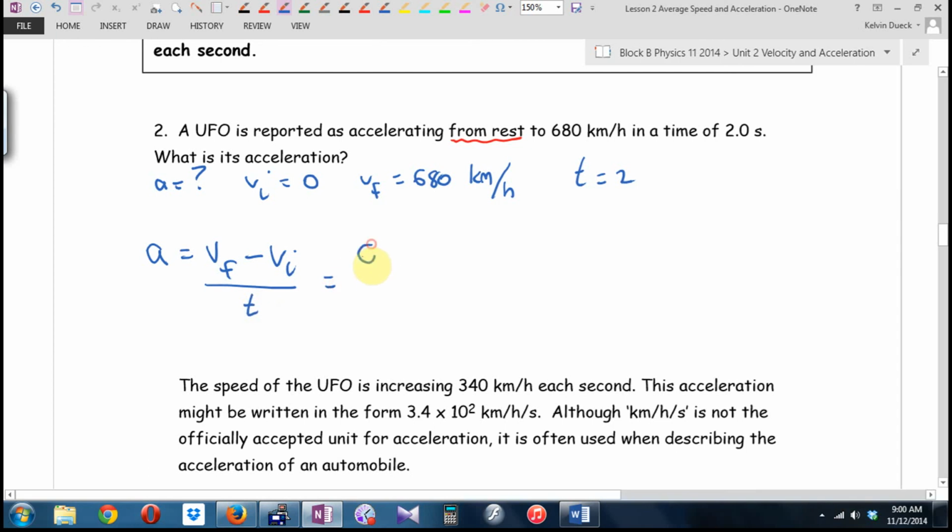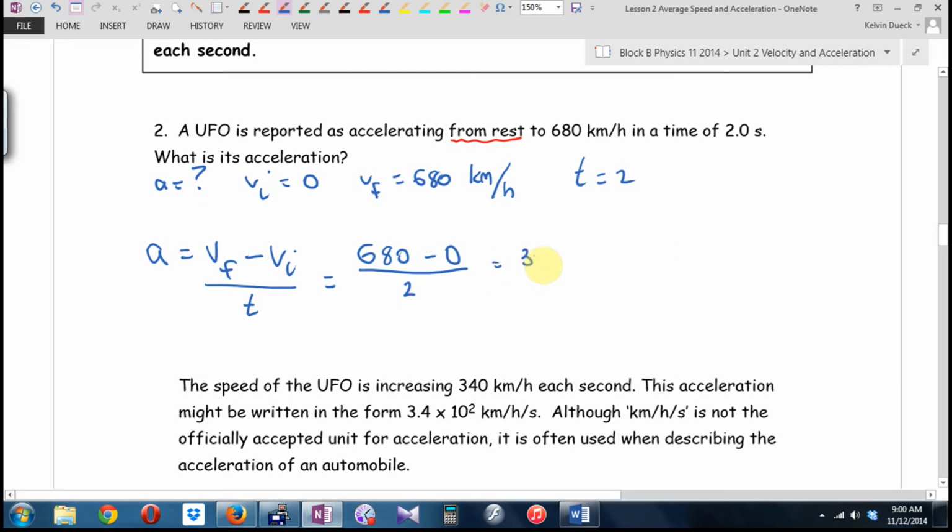Where vf is 680, vi is 0, t is 2. I could probably tolerate going to your calculator. Well, no, it's 680 divided by 2. I think I can do that in my head. What's 6 divided? Yeah, 340.